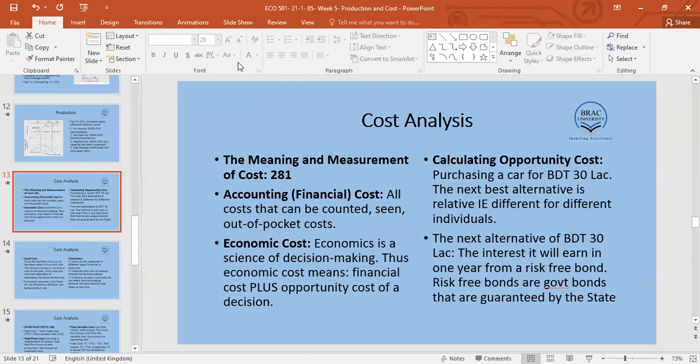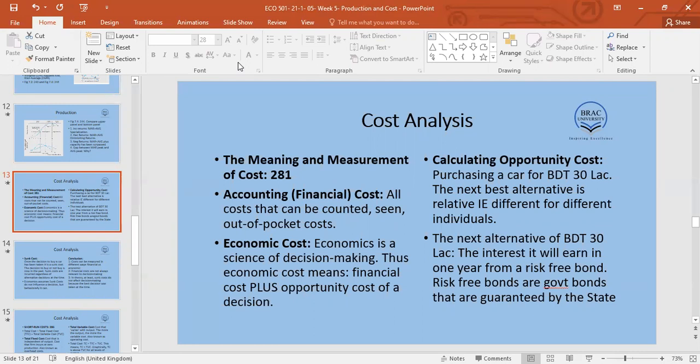Now, some of you who have done accounting sciences will say, hey, hold on. Accounting sciences also has the concept of opportunity cost. Yes, they do. They call it implicit costs. So basically in accounting science, the costs are calculated as explicit and implicit costs. In economics, we calculate them as accounting costs and opportunity costs.